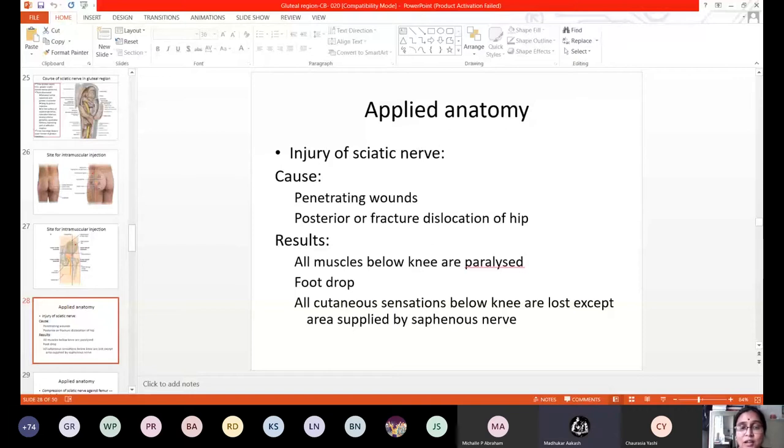So when all the muscles of the leg below the knee are paralyzed, then there is a plantar flexed condition of the foot. That plantar flexed condition of the foot is known as foot drop. In addition to it, all cutaneous sensation below the knee is lost except the area supplied by the saphenous nerve, because the saphenous nerve is a branch of the femoral nerve. So except that area, the remaining area of the leg is innervated, meaning the skin, by the cutaneous branches of the sciatic nerve. Its two important branches are the tibial nerve and the common peroneal nerve.